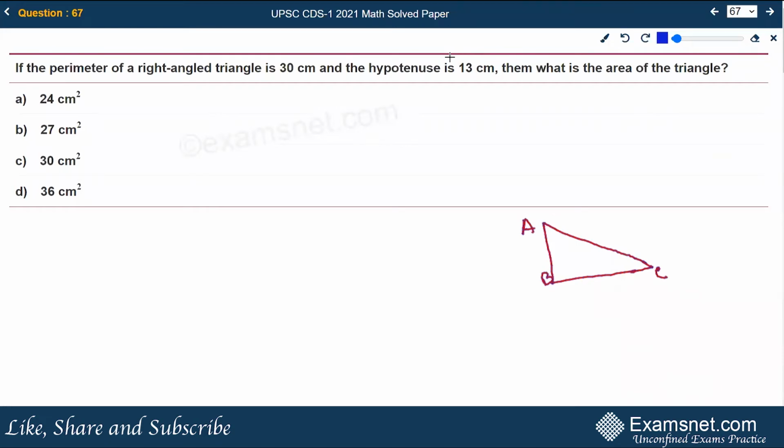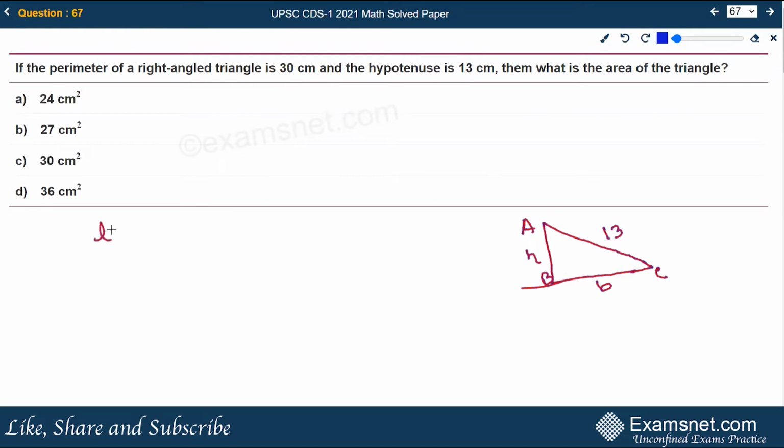In question number 67, we are given that the perimeter of a right angle triangle is 30 centimeter and the hypotenuse is 13 centimeter. What is the area of the triangle? I have already drawn one right angle triangle. Here the hypotenuse is 13 and let's say the base is B centimeter and the height is H centimeter.